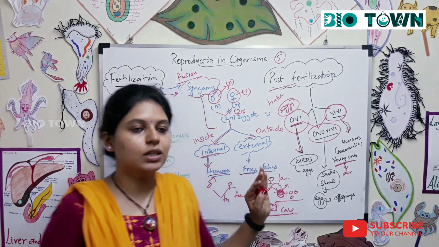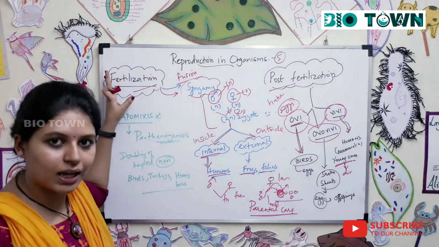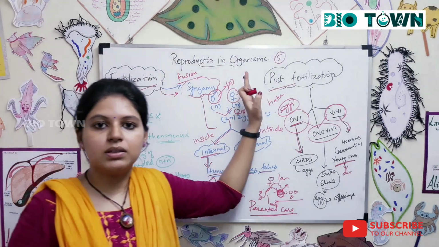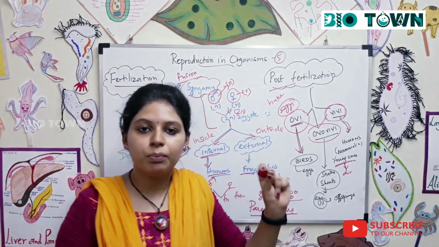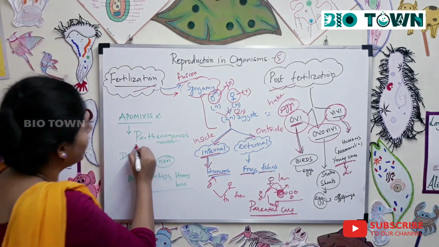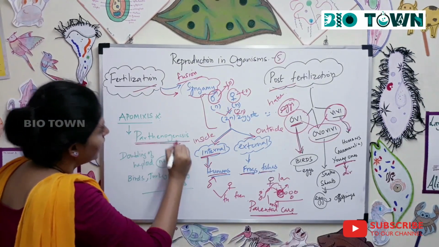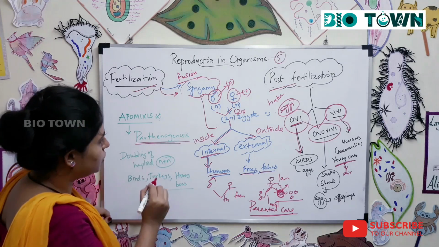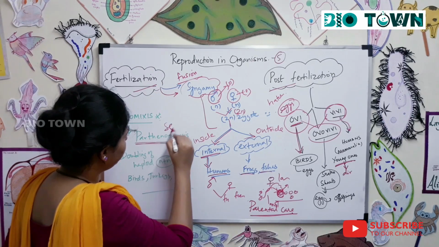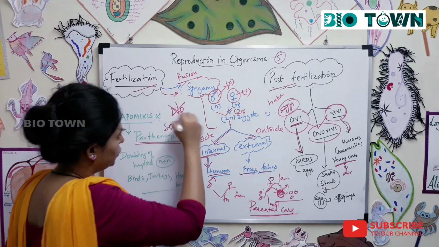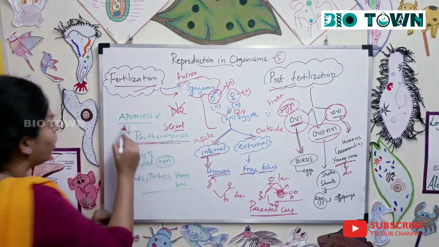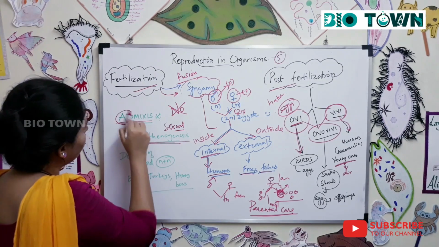So in today's session, we spoke about what fertilization is and what happens in post-fertilization. And now we're going to deal with a very important term called parthenogenesis. Now parthenogenesis is a type of reproduction where there is no fusion of gametes, and you call this process apomixis.